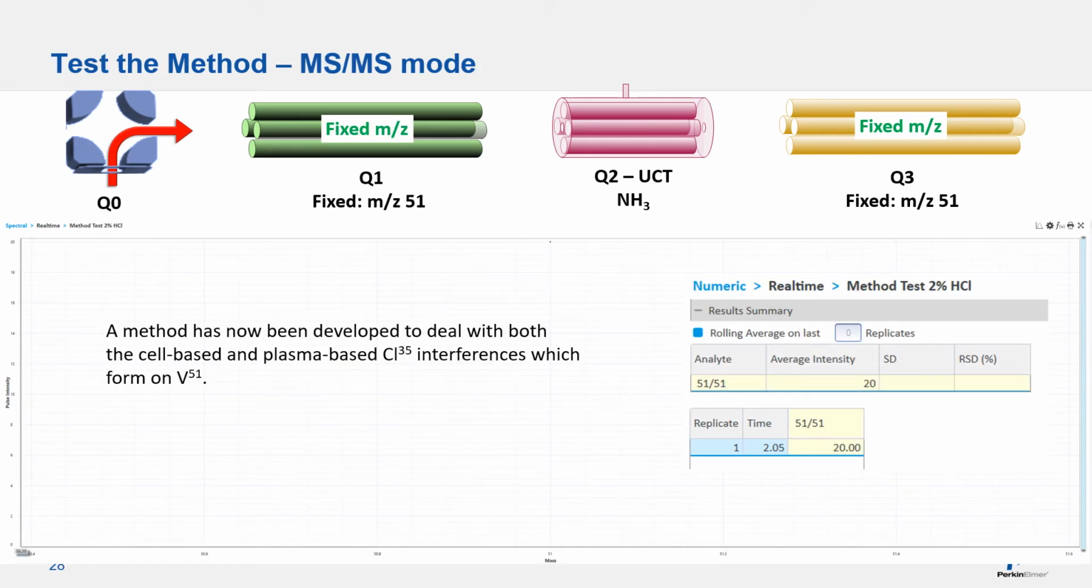And of course, part of the process is once you've developed these parameters, you've determined that these are the ultimate parameters for that method, we can test the method. And in this case, it's MS-MS mode, where Q1 is at mass 51, ammonia is at a certain flow rate, and with a certain RPQ value applied to the cell to get rid of both the plasma and the cell-based, reaction-based interferences. And then we set our Q3 at 51. We have a nice clean background hitting the detector, very few ions overall.